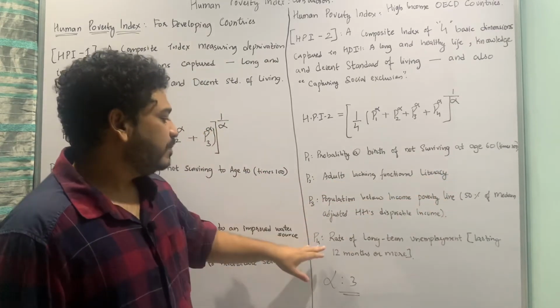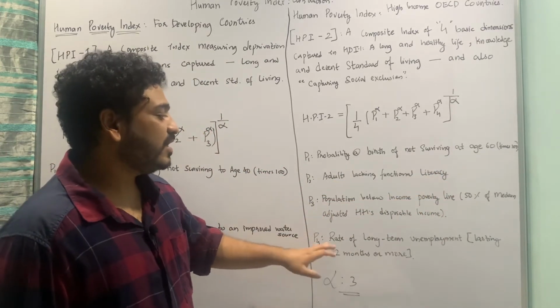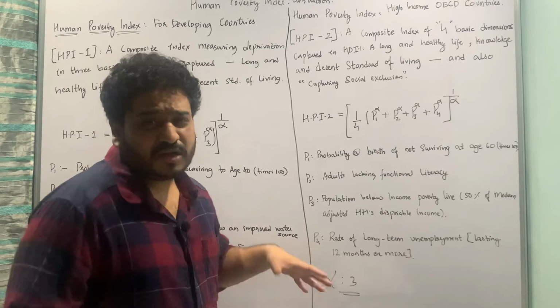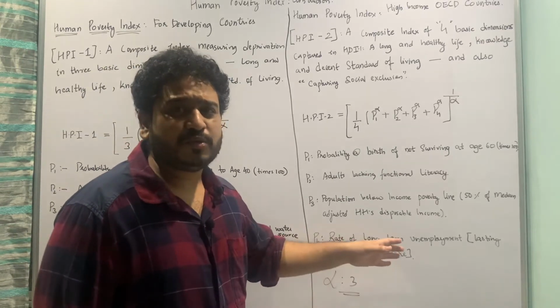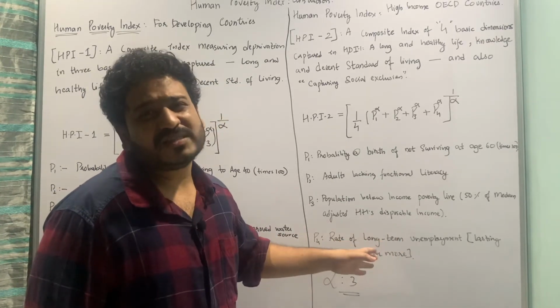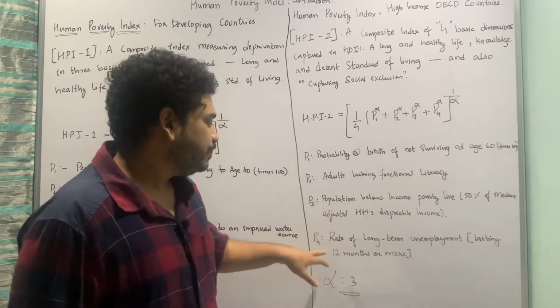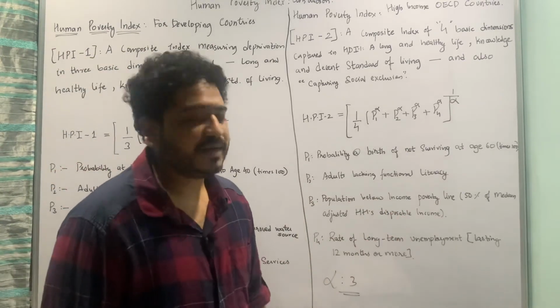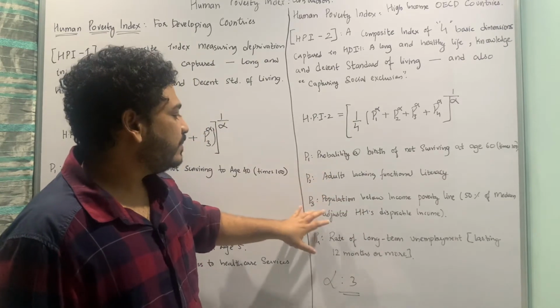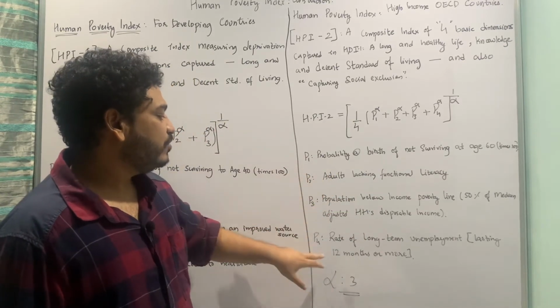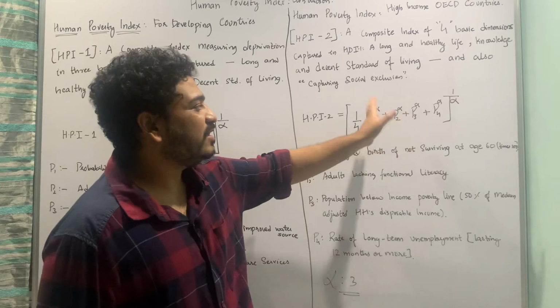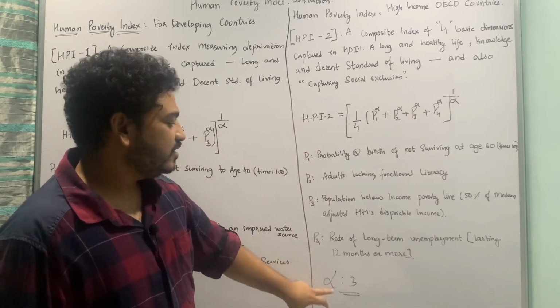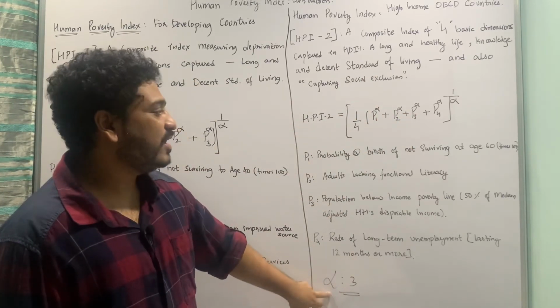Then we have P4, which is the rate of long-term unemployment. Long-term unemployment particularly boils down to unemployment for 12 months or more. So at P4 I am looking at the rate of long-term unemployment. So these are the 4 parameters, P1, P2, P3, P4. I am looking at the sum of these raised to alpha, and here again the value of alpha is equal to 3.